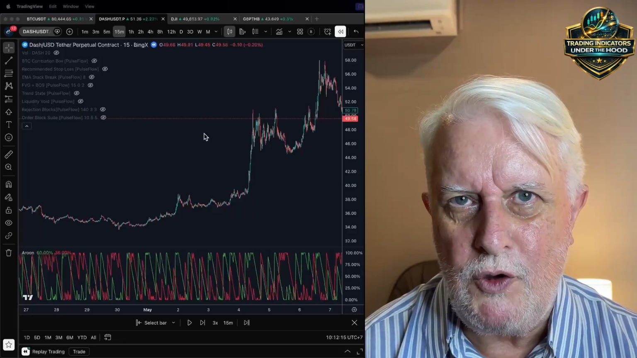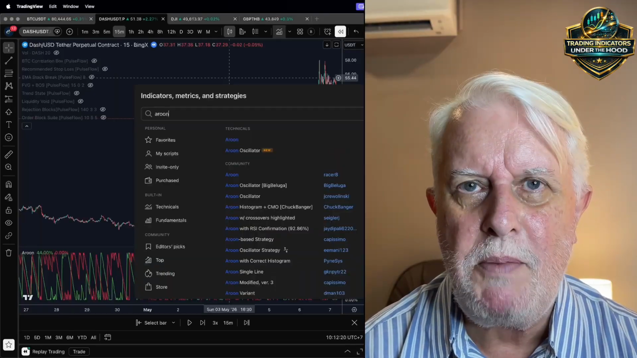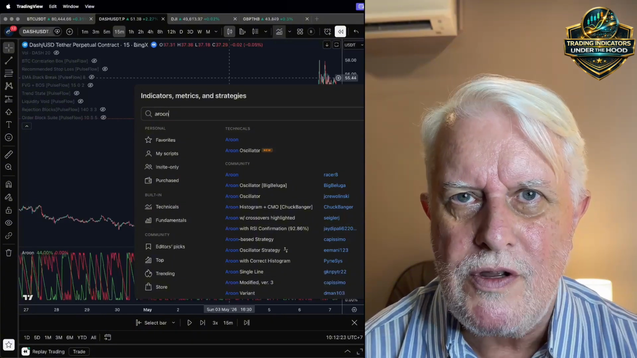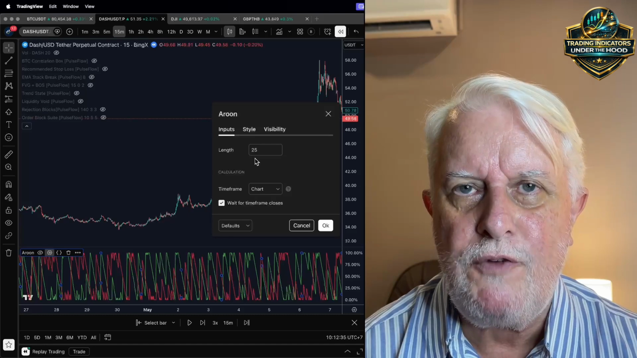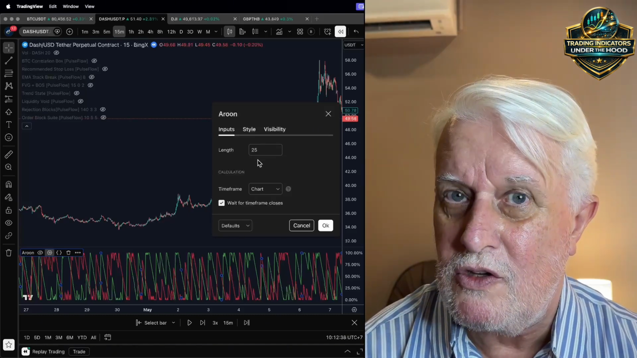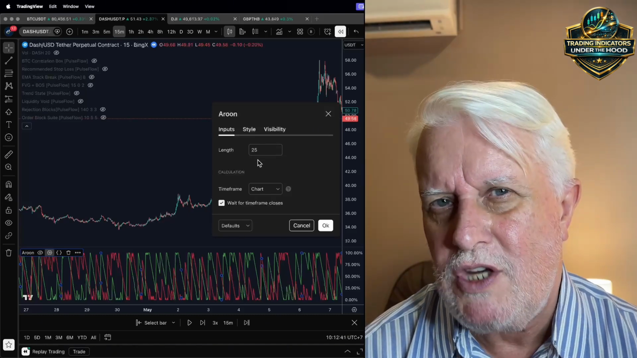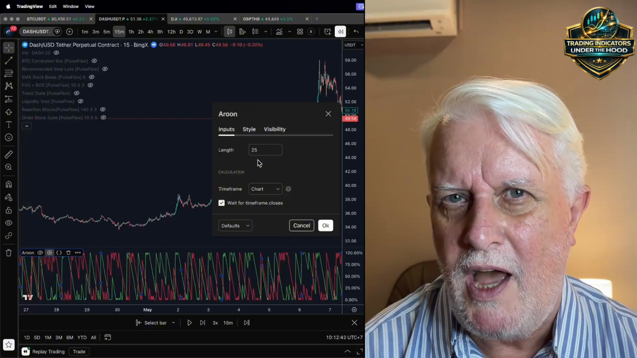So what is the Aroon Indicator? Found on TradingView by going to Indicators and typing Aroon. This is the one you need. When you first put it on, or it was for me, it defaulted to 14, but many traders use it at 25. So I changed it because those are the examples that I researched.